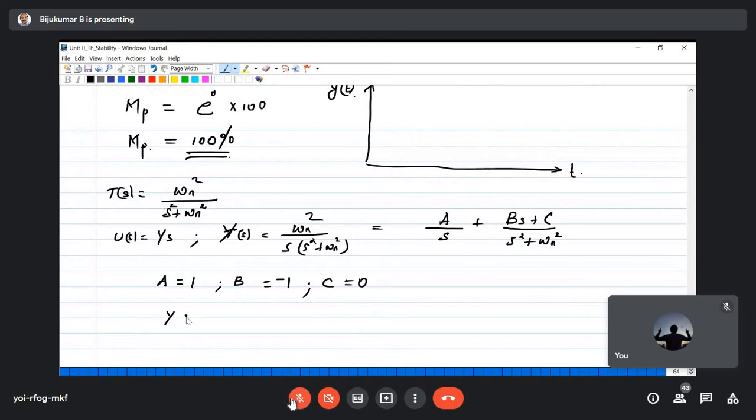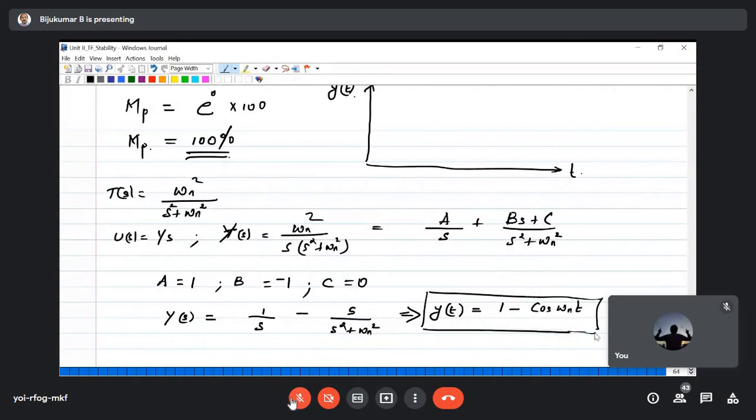So we can write Y(s) is equal to 1 by s minus s divided by s square plus omega n square, right? So from this Y(t), if you take the inverse Laplace, we can obtain the unit step response. So y(t) becomes 1 minus cos omega n t. Right. This is the output response of which system? Undamped system, correct?